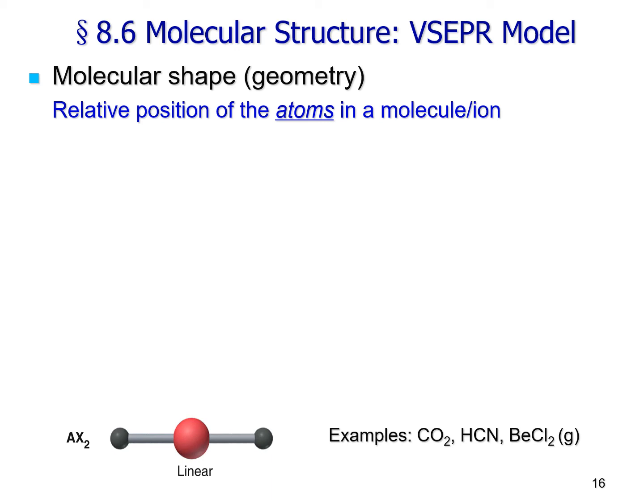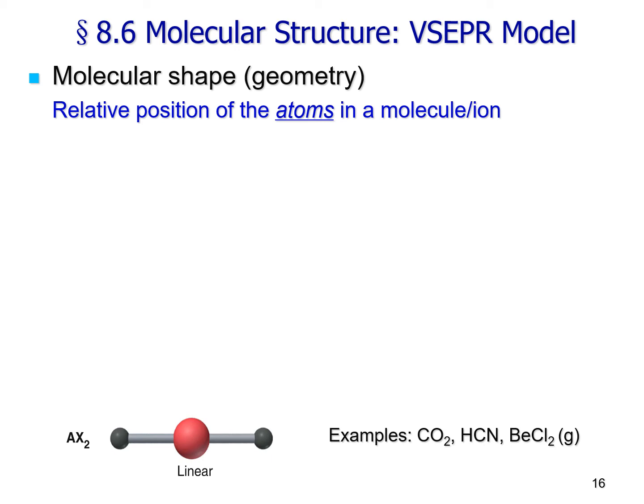VSEPR theory is used to determine what the molecular shape is. There are a few other names for the molecular shape: you can call it the arrangement of the molecules, arrangement of atoms, molecular geometry, or geometry of molecules. You can call it pretty much whatever you want, but they all come with the same definition: the relative position of the atoms in a molecule or in an ion.